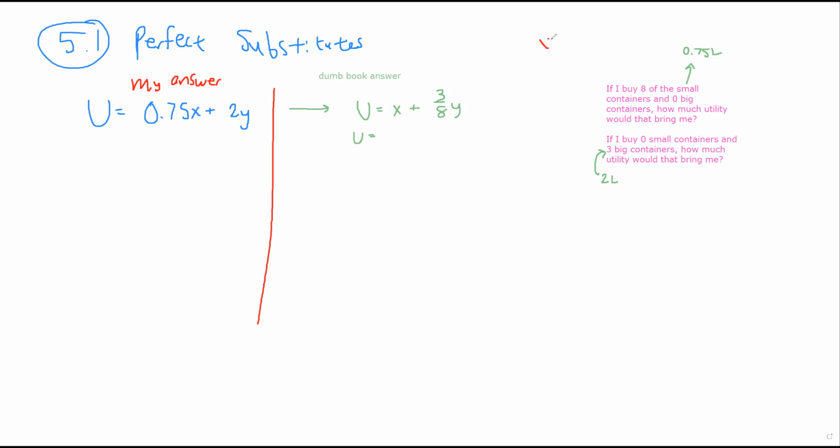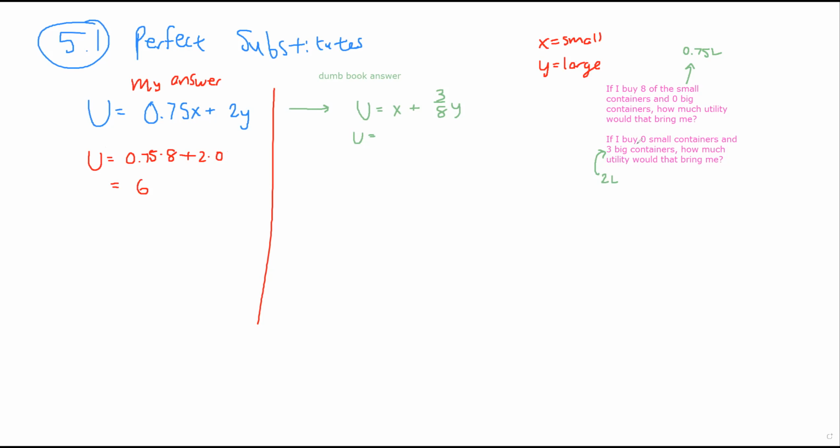Again, x is small, bear in mind, and y is large. This is what was stated in the problem. Is that right? Let's make sure I'm right about that before I go looking like an idiot. Yeah, that's correct. X is the small containers, y is the big containers. All right. Let's take 8 and 0 and plug them in for x and y respectively. That would give me U equals 0.75 times 8 plus 2 times 0, which would be 6.